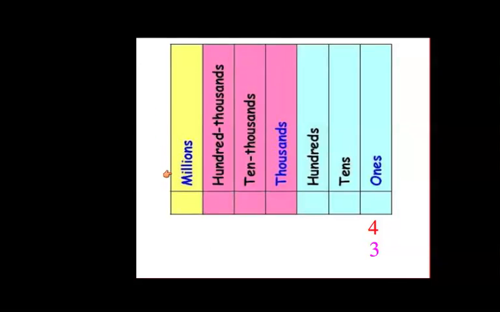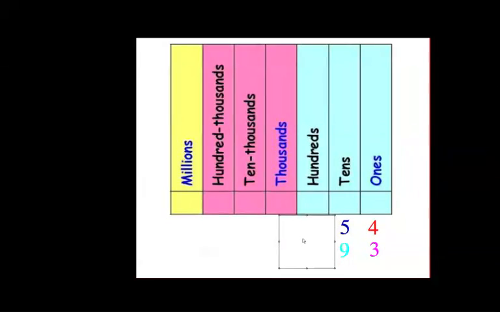When you are looking at whole numbers, the number with the smallest place value is the ones place. So if you were asked to compare which number is greater, you're going to look at the number in the ones place right here. We have a 4 and a 3. 4 is larger than 3, so 4 is a larger number.